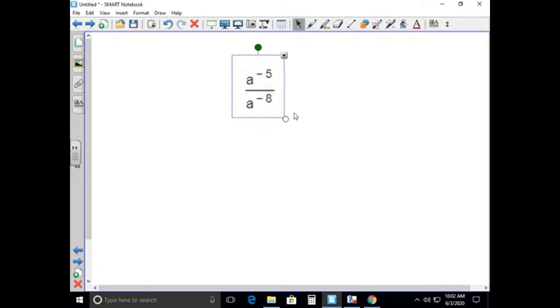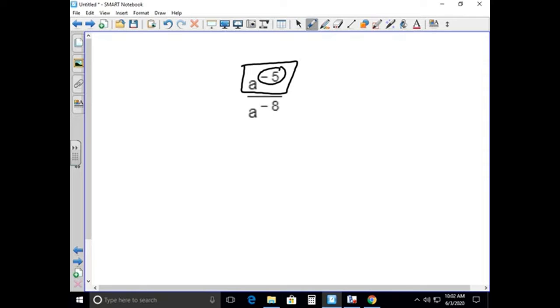this is a little larger. We can do this a couple of ways. If you would like to get rid of the negative exponents first, we can do that. So we have a negative exponent here that tells us that this factor is in the wrong place, so it needs to go to the bottom. This has a negative exponent also. It's in the wrong place, so it needs to go to the top. So we end up with a to the +5 on bottom, a to the +8 on top.